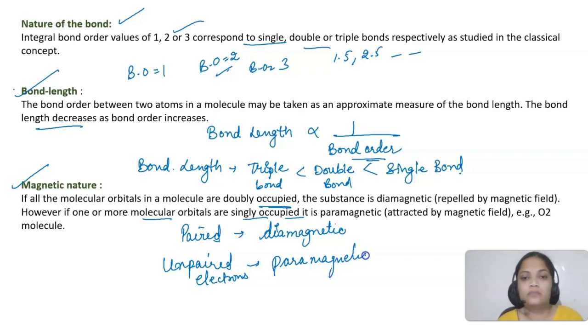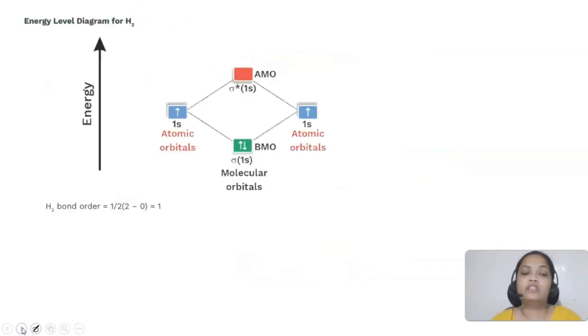Paramagnetic means it will be attracted by the magnetic field. For example, we have oxygen. All right, so that is the thing, students. Now we will be seeing some examples. So this is what you have to remember. Now we will see the examples for different molecules.